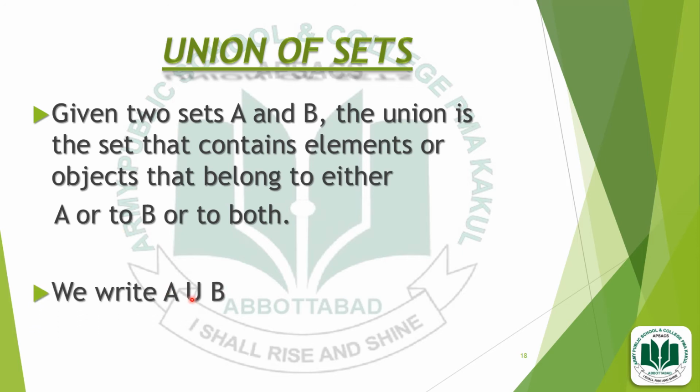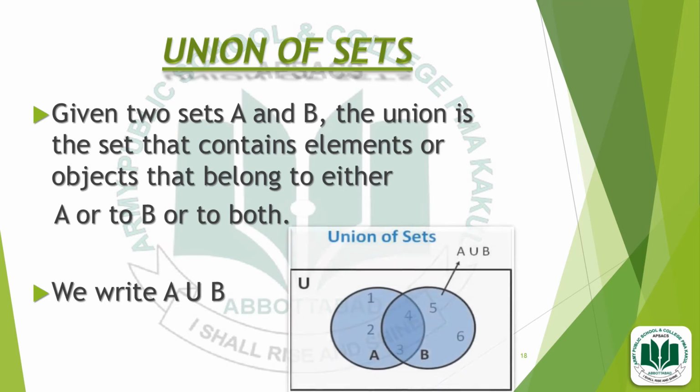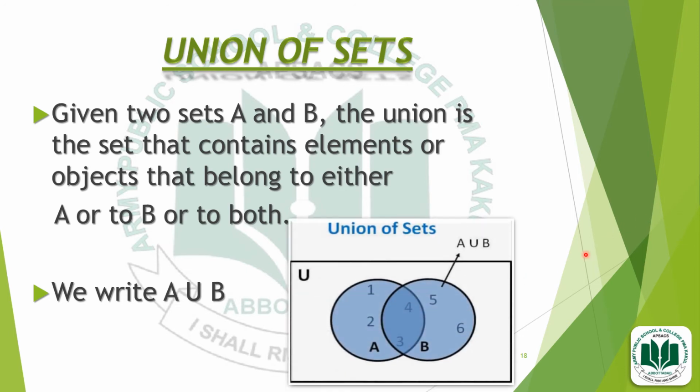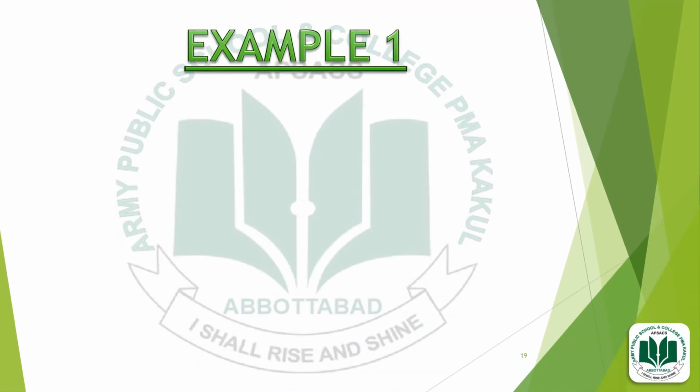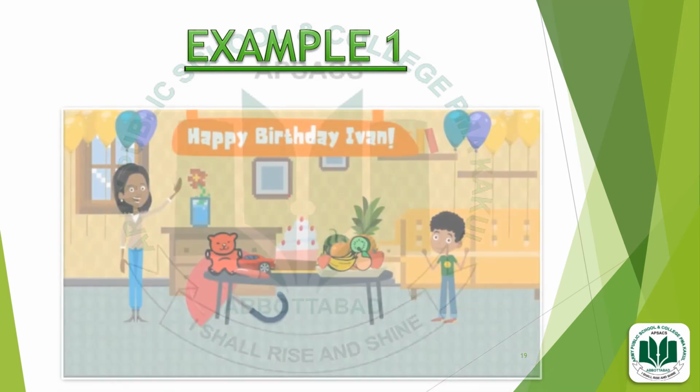Mathematically, we represent union as A union B, and this is the symbol for union. In Venn diagrams, union means we are going to shade this circle A, this circle B, and this overlapping part. Now let's discuss union through some examples.